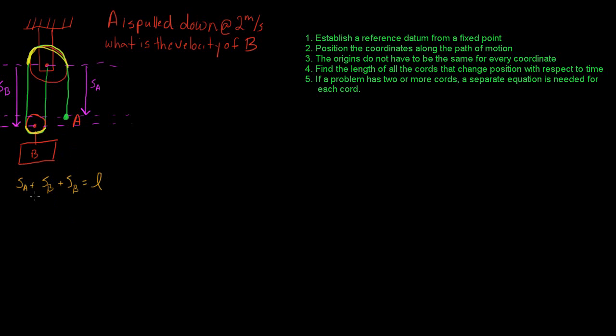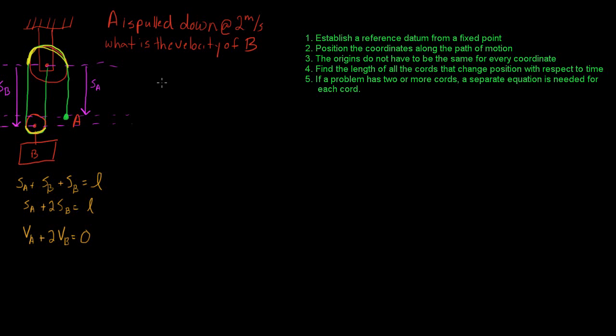Now if we simplify this equation a little bit, we get SA plus 2SB is equal to L. And if we differentiate to get the velocity, we get velocity of A plus 2 times the velocity of B is equal to 0. We get a 0 because this length is a constant. The length of the rope does not change with respect to time, and so when we differentiate a constant, we get 0.